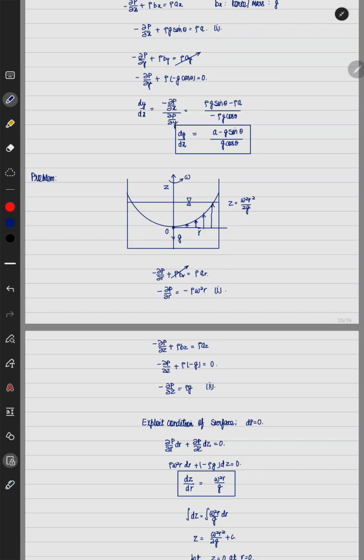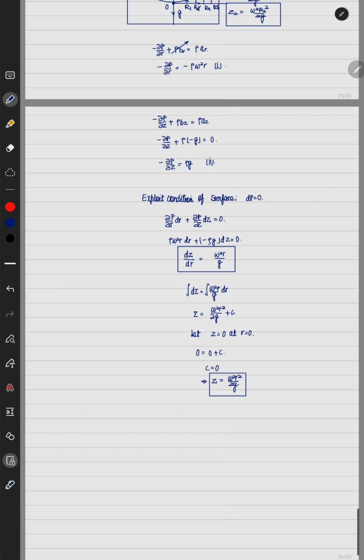At r equal to 0, what is z? It is equal to 0. At r equal to, let's say, r1, what is z? z1 is equal to ω²r1² divided by 2g. Similarly z2 is equal to ω²r2² by 2g. Let us say this is r2, this is r3, r4. At any r I can find the height with respect to point O.